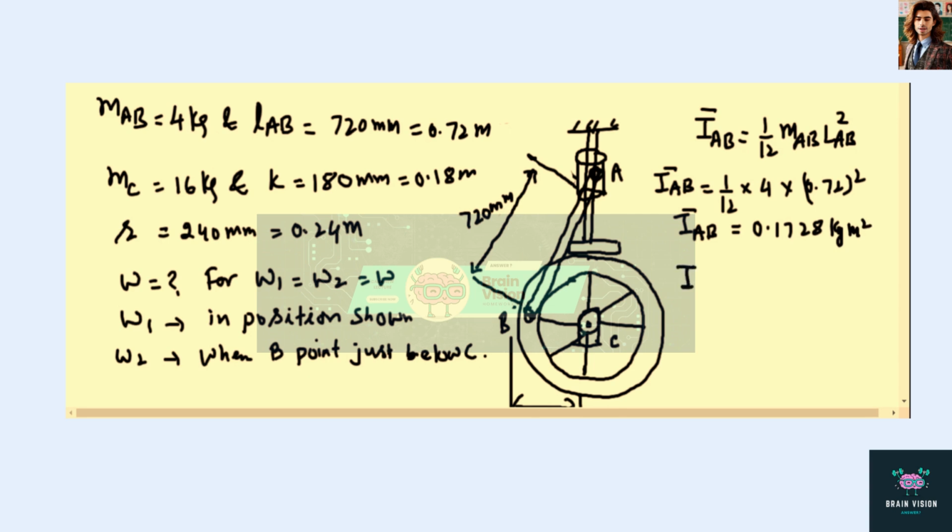Moment of inertia of the flywheel is m into k square. Mass is 16 kg. Radius of gyration is 0.18. So its value will be 0.5184 kg meter square.